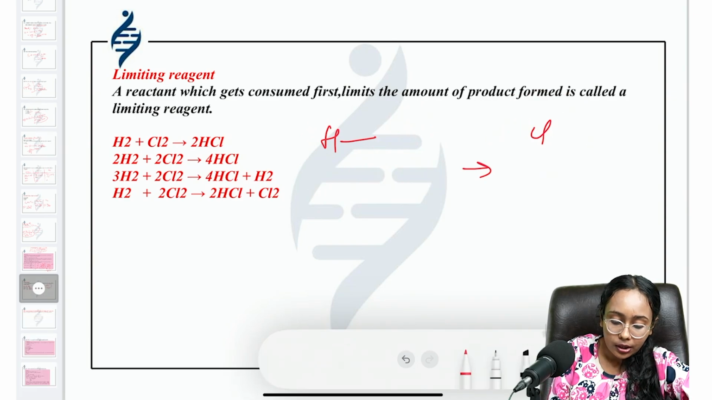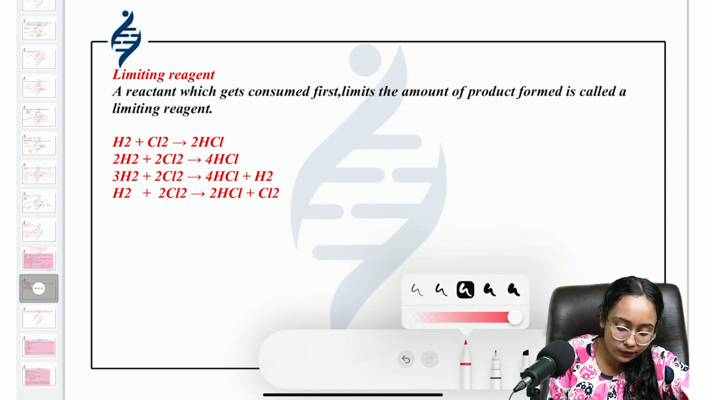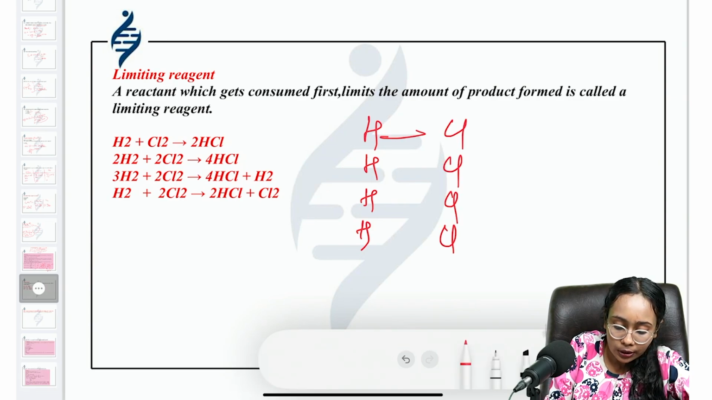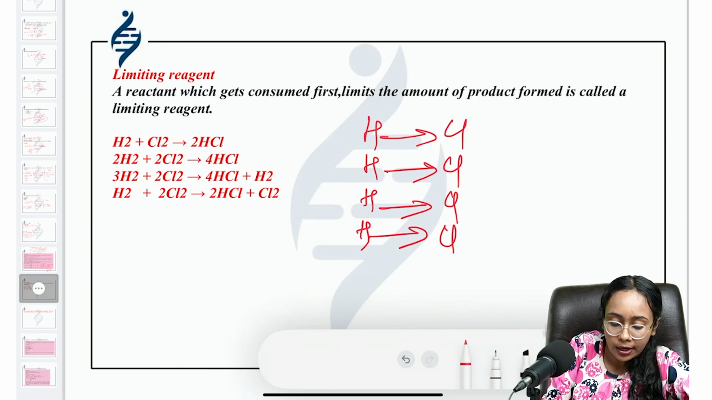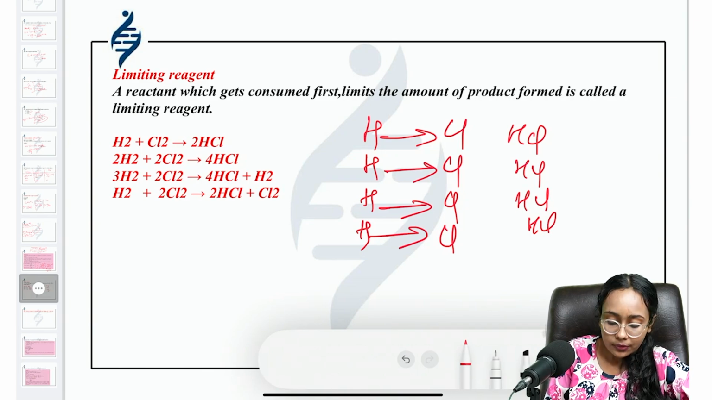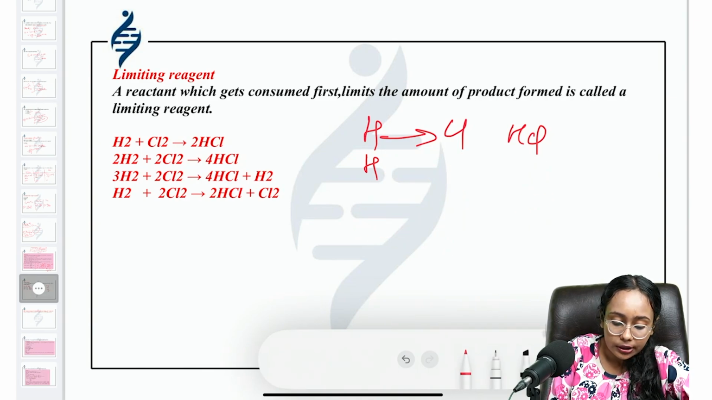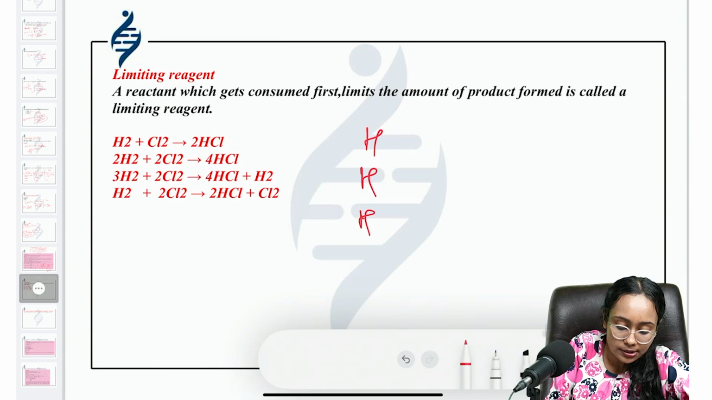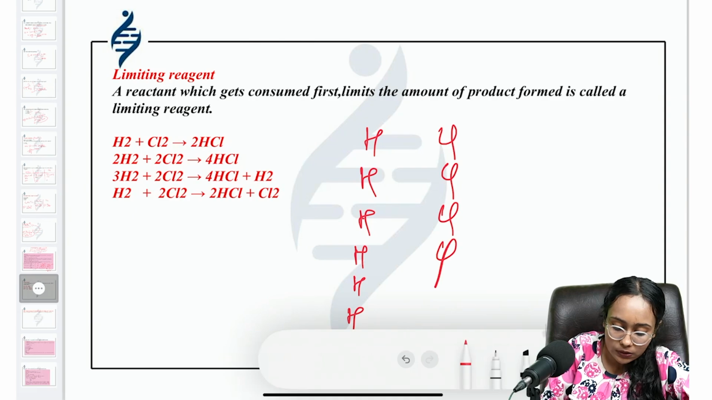Now, shall we look into the second equation given here? Second equation, 2H2. 2H2 means 4 hydrogen atoms. 2Cl2 means 4 Cl atoms. So you can combine this way, this way, this way, this way, and you will get 4HCl. Now coming to the third chemical reaction equation, 3H2 plus 2Cl2. 3H2 means 6 hydrogen atoms. 2Cl2 means 4 chlorine atoms.